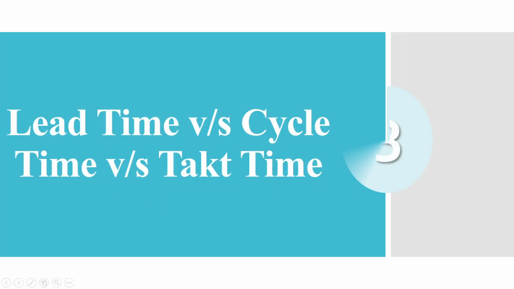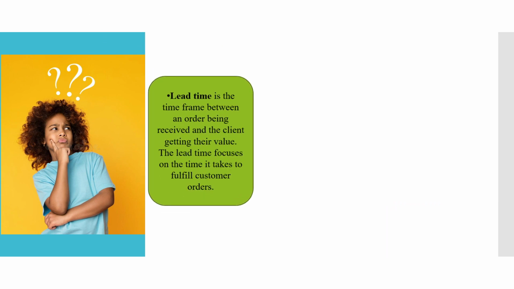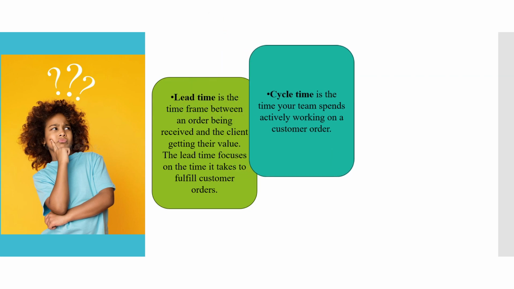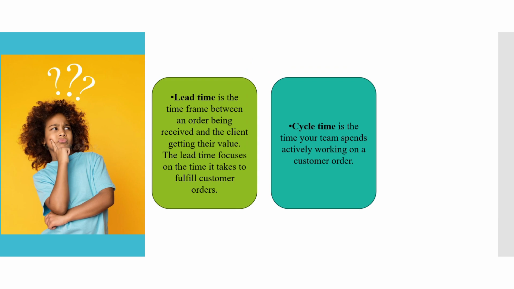Now let us first understand what is meant by lead time, cycle time and takt time. So basically lead time is nothing but the order confirmation time to order deliver time. Order confirmation से लेकर order deliver होने तक जो proper पूरा time लगता है एक order execute करने को, उसको lead time बोलते हैं. Cycle time is the time your team spend actively working on the customer order. एक particular customer order को actively काम करने के लिए, actively उसके ऊपर work करने के लिए जो time लगता है उसको cycle time बोलते हैं.